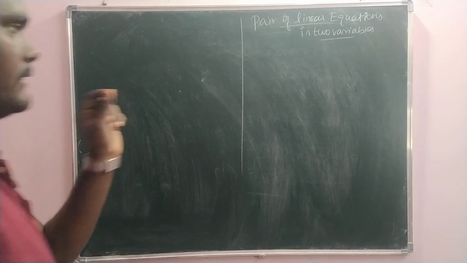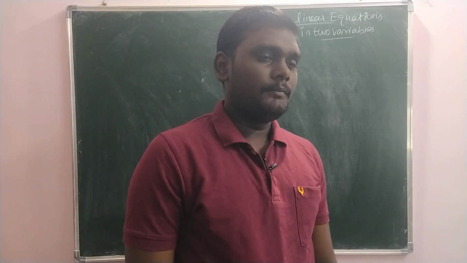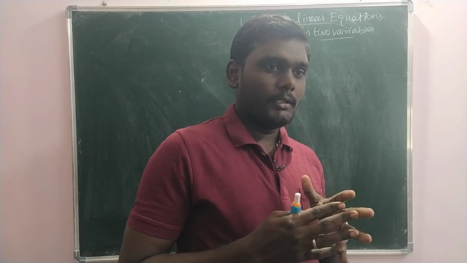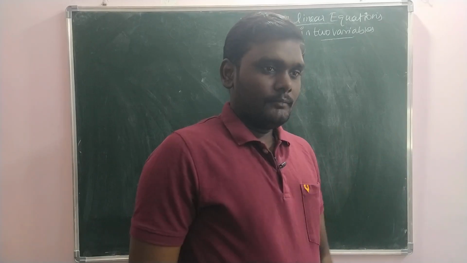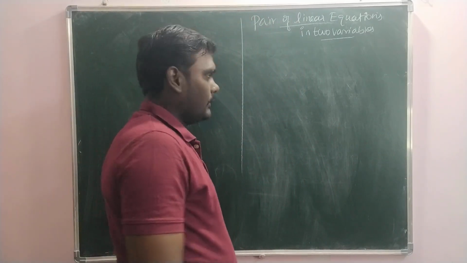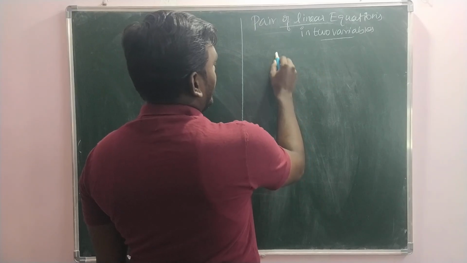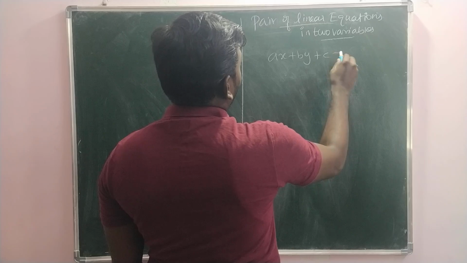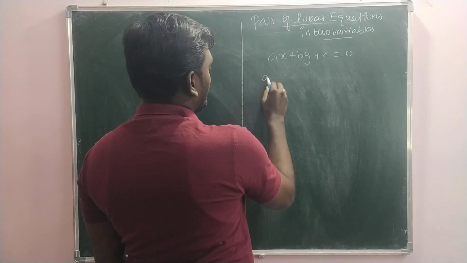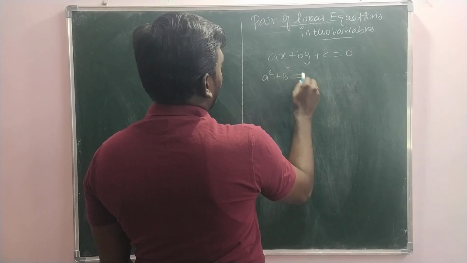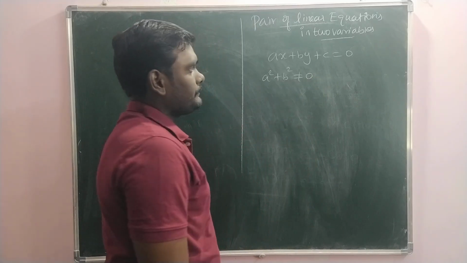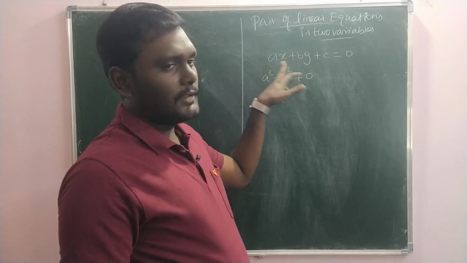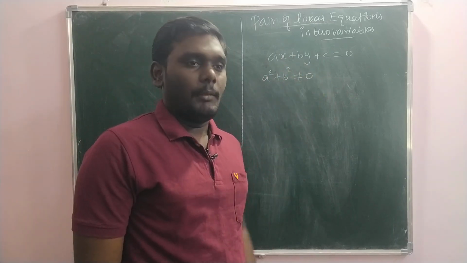The pair of linear equations in two variables. Previously in 9th class, we have studied about linear equations. Shall we recall it for some time? See, the linear equation is in the form of ax + by + c = 0, in which a² + b² ≠ 0. Then that means that a and b are not both 0 at the same time.